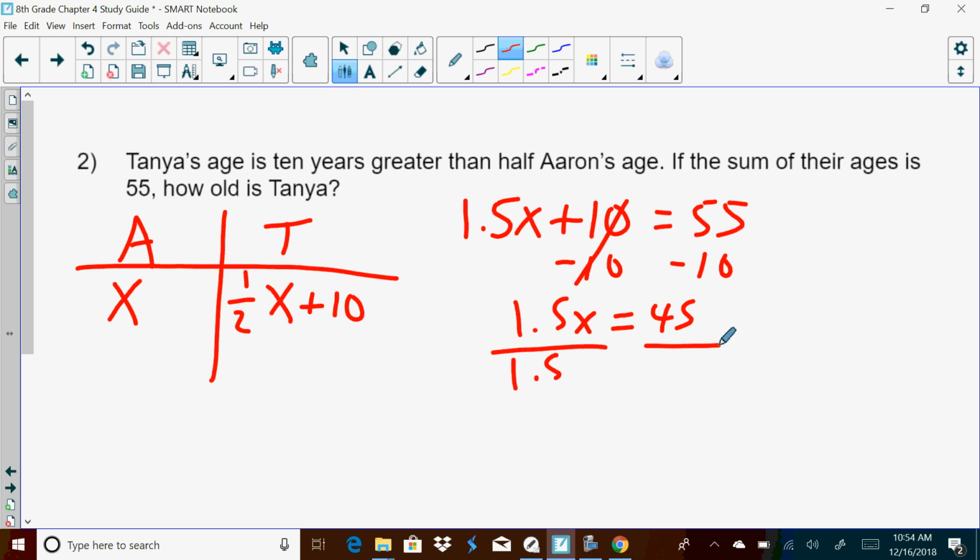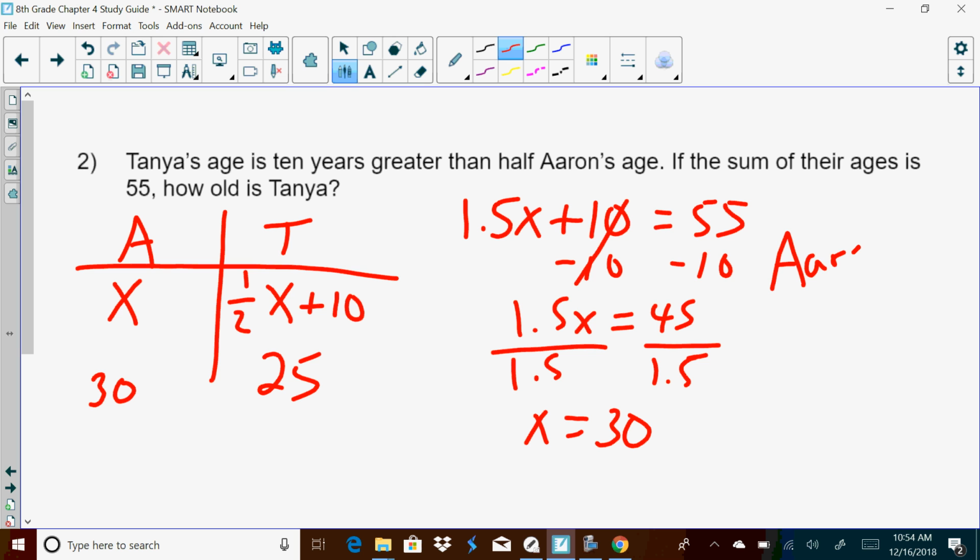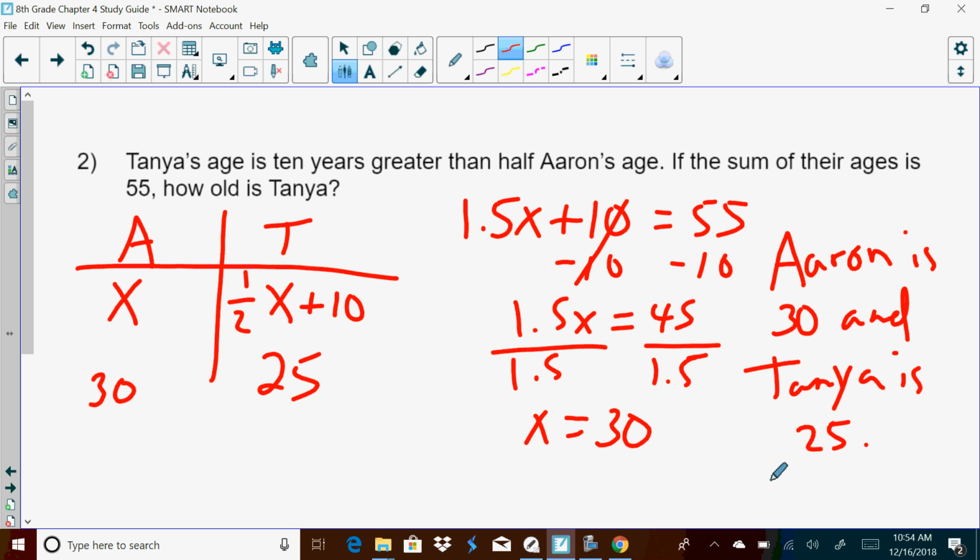Divide by 1.5, I end up getting 30. So that means Aaron is 30. 1/2 of 30 is 15, plus 10 is 25. Tanya is 25. So Aaron is 30, and Tanya is 25.